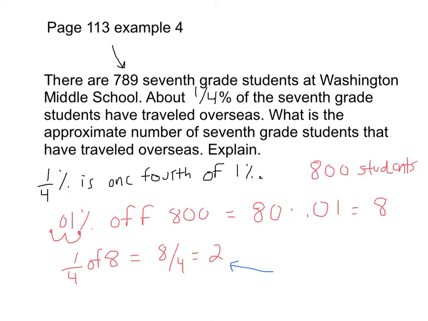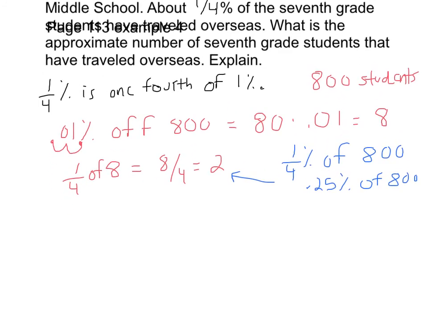Now, that was a lot of steps. If you wanted to, instead, you could just find 1/4% of 800, right? Now, 1/4% is the same thing as 0.25% of 800. Now, I'm running out of space. Let's try to move this page down. There we go. Okay. So, 0.25% of 800. I'm going to write that bigger here. Not 100. Did I say 100? I meant 800.